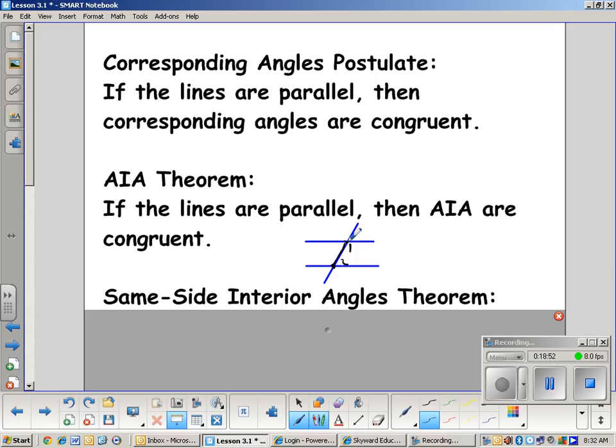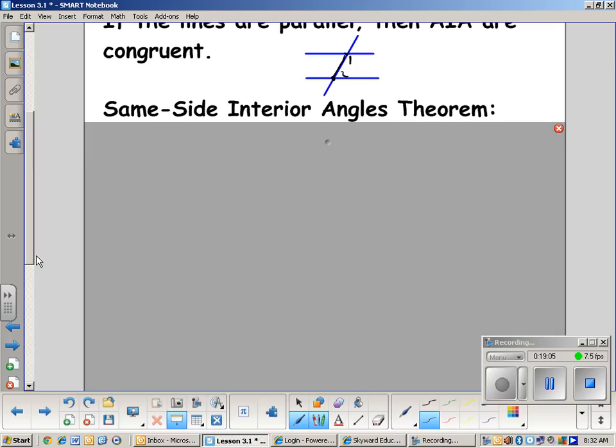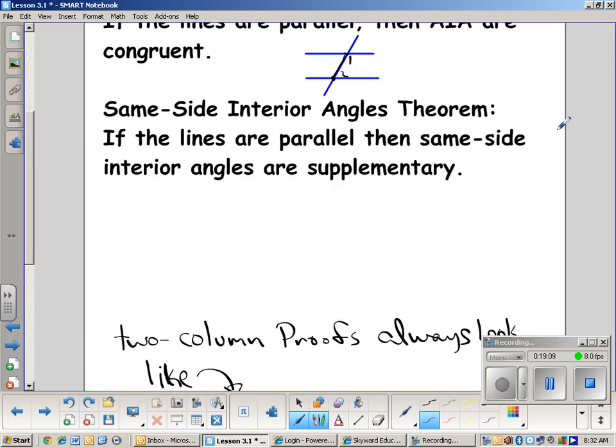Do they look equal to each other? No, they're not. What do you think, Hunter? If you add the two angles together, they're equal to 180. They are. And what term is that when you add two together and they add up to 180? Supplementary. Okay? So if the lines are parallel, then same side interior angles are supplementary. Good job.